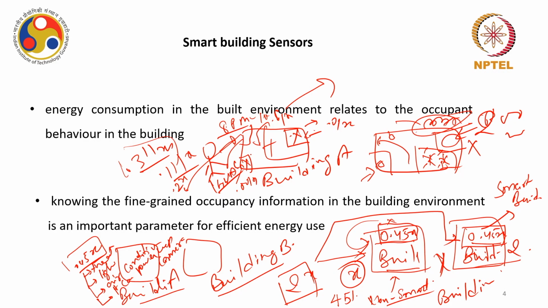So that's why I mentioned that energy consumption in the built environment relates to the occupant behavior in the building, right? Knowing fine-grained occupancy information in the building environment is an important parameter for efficient energy use. So if I am designing this smart building, and I know how the occupant is going to utilize his living area or dining area, I can design this house in such a way that, from an energy point of view, it can be optimized.